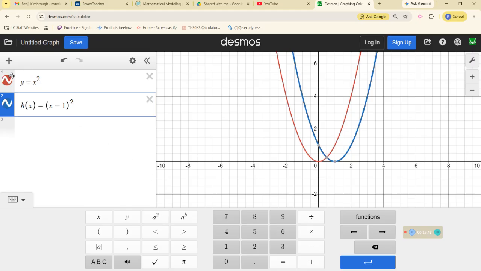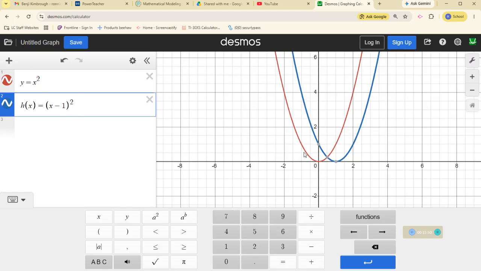All right. So the red one is the original. The blue one is the new one. Now, it just shifted over to the right. That's all it does. Okay?